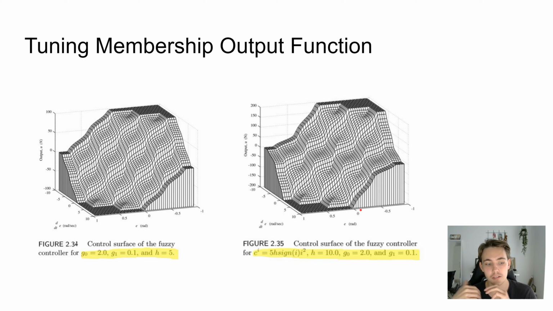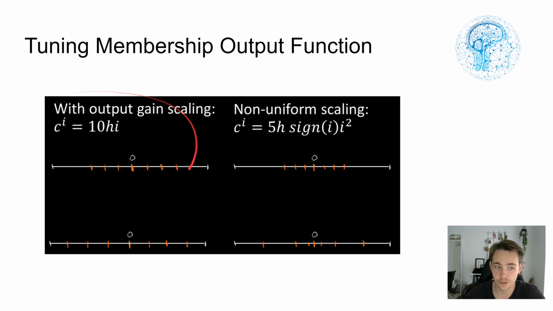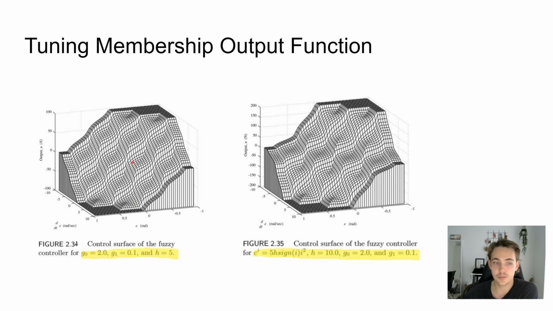So if we have two inputs to a system and two outputs, we can visualize it in this three-dimensional space. And this is how we tune our membership outputs, as we saw in the last slide. The first visualization is the example over here to the left, and the other visualization is the one over here to the right. They look kind of like each other, but this one is smoother in the curves, around here, and also around here.